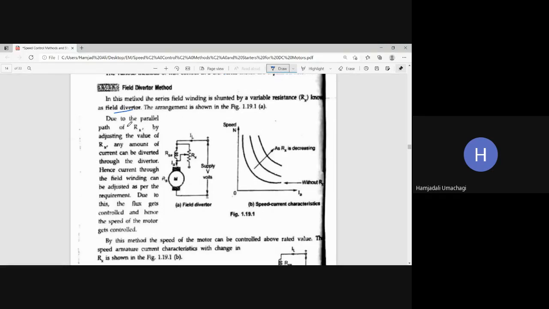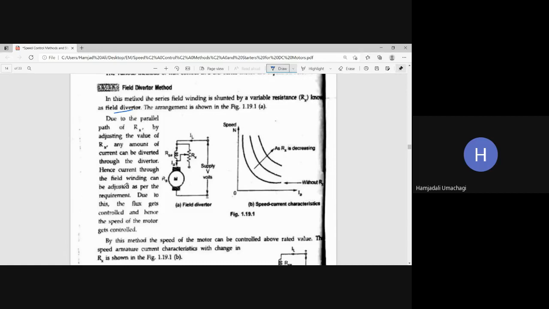This is the circuit diagram for that. Due to the parallel path of Rx, by adjusting the value of Rx, any amount of current can be diverted through the diverter. If you change the value of Rx by sliding this pointer, any amount of current can be diverted from RSC to Rx. Since it is a rheostat, the current flowing through the field winding, ISC, changes. If ISC changes, then flux phi changes.